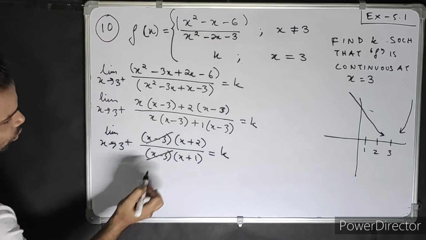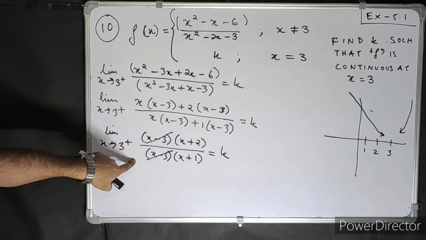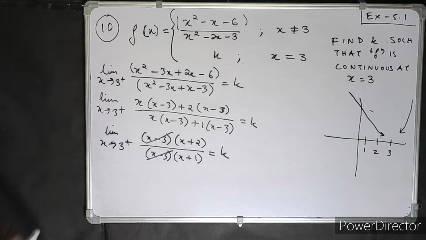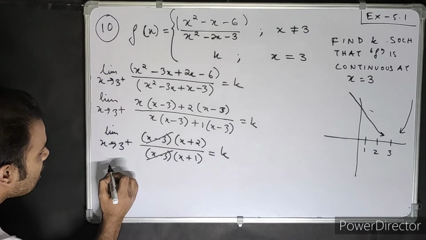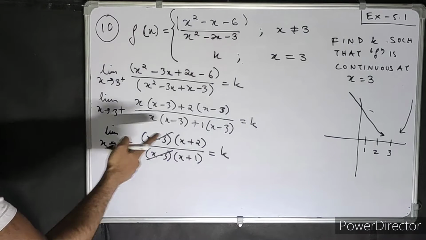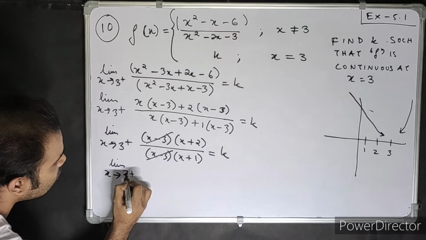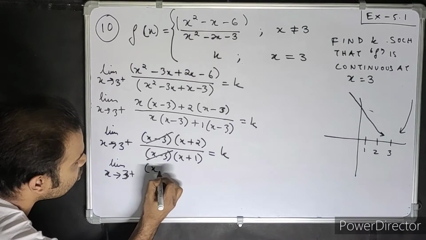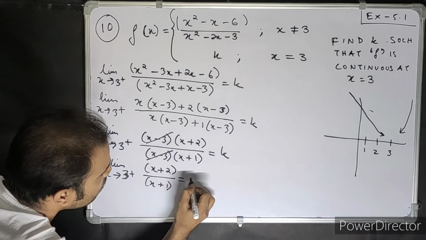I solved so much for you, you don't do like that. From this you can directly come on to this step. You don't have to do this. From this step directly, if you can understand, you come on to this step. Now after this you don't have to do this step also. You can just put the value of 3. Limit x tends to 3 plus, those of you who want to see this also, you can see. x plus 1 equals k.